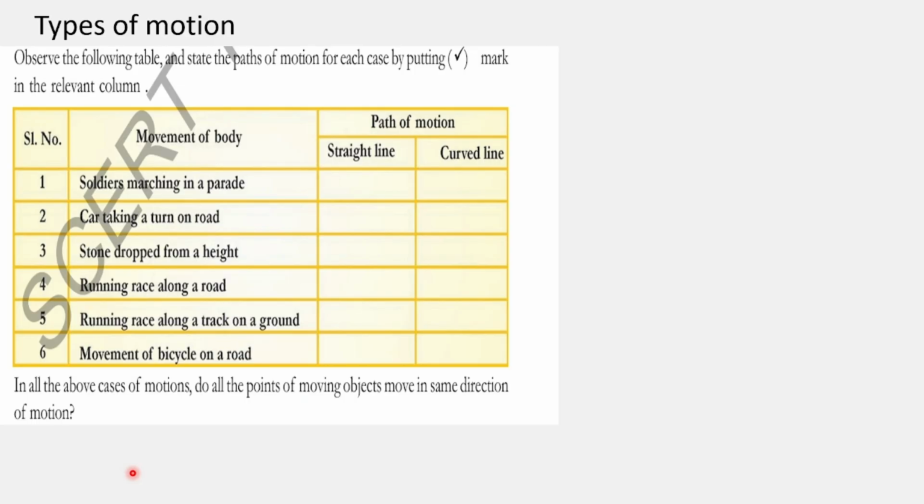Types of motion. Observe the following table and state the path of motion in each case by ticking the right mark in the relevant column. Soldiers marching in a parade. So it is a straight line. Car taking a turn on the road. It is a curved line. Stone dropped from a height. Straight line.